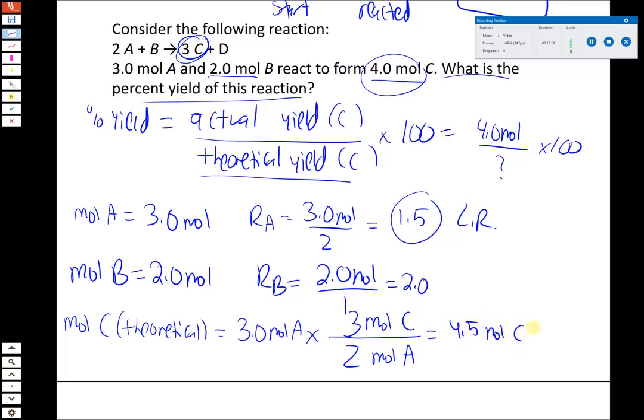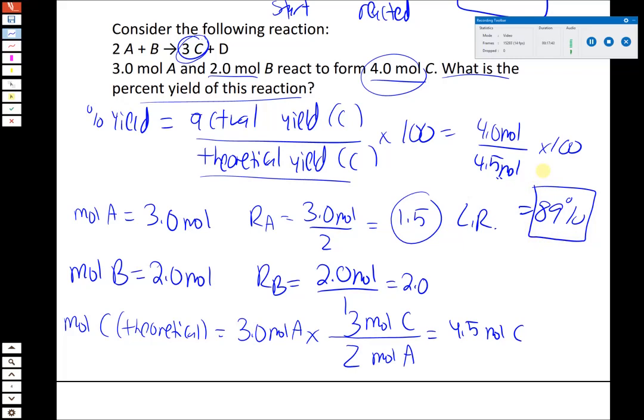So then we're going to put 4.5 moles as our theoretical here in the denominator. Multiply by 100, and we get 4 divided by 4.5, which is 88.9. I guess we'll just do 89% to keep the sig figs correct. 89% yield for C. I think a lot of these questions were probably multiple choice questions.